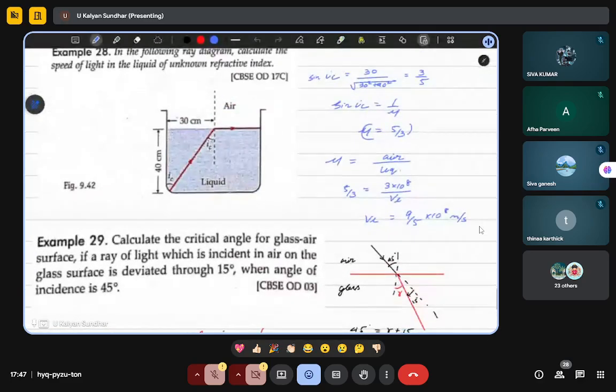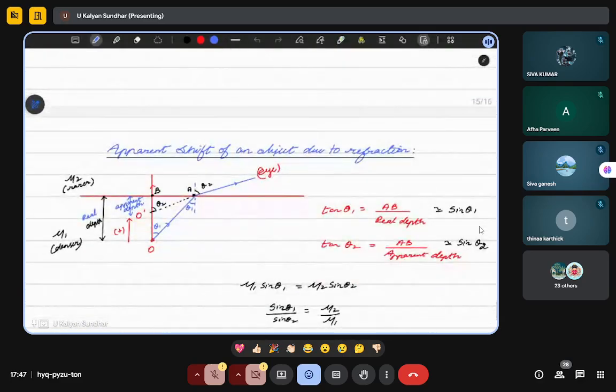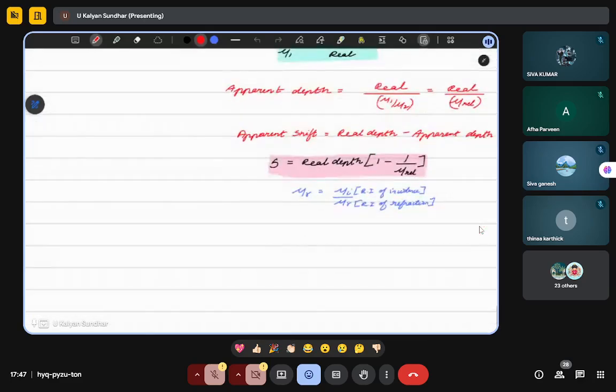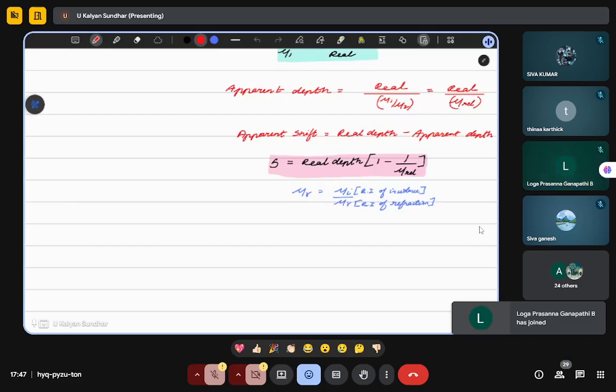Right, sir. So I guess for SW03 and SR01, we have just completed till the apparent shift, which is nothing but the relation between your apparent depth or the shift based upon your real depth and your apparent depth, right?